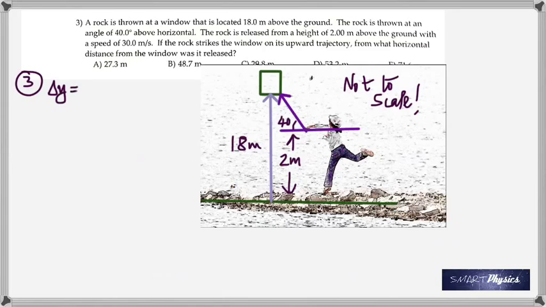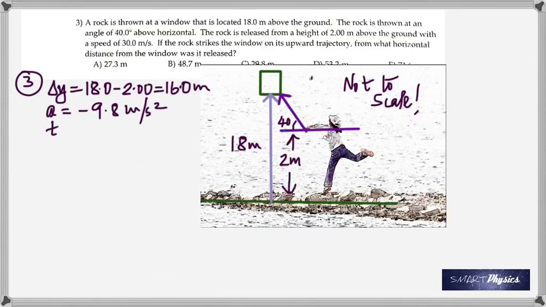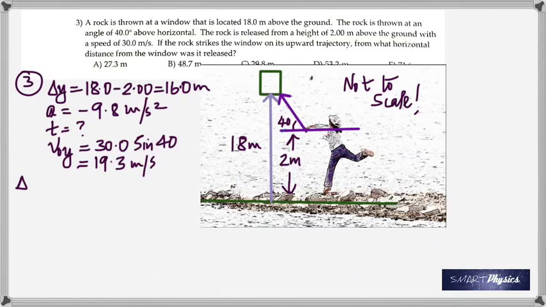Now that is 40 degrees. Now delta y is 18 minus 2, because it starts from here and reaches here, that's 16. A is negative because it's going up. We're trying to find the time, and we know that V0y is 30 sin 40 degrees, which is 19.3 meters per second. That's because you break this up into vertical component V0y and horizontal component V0x. And then V0y would be 30 sin 40, right? That is why I've written it here.